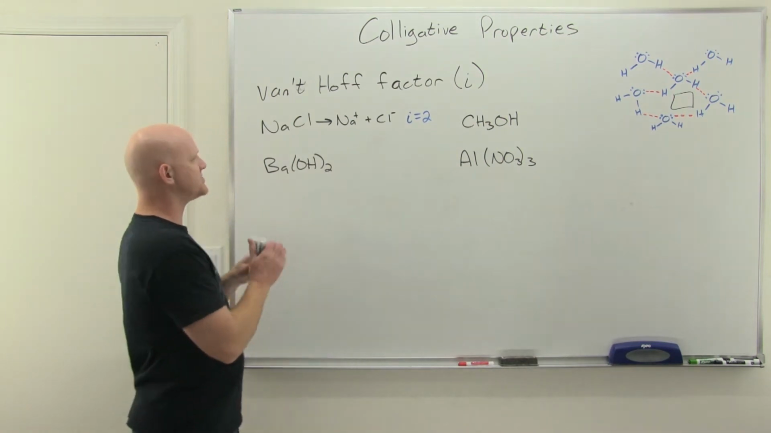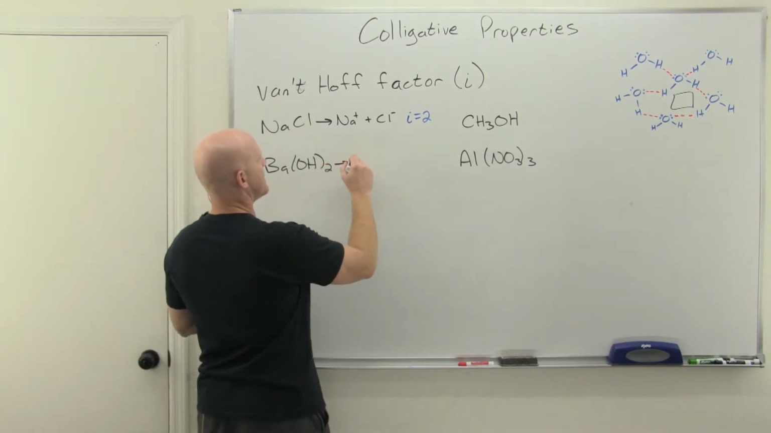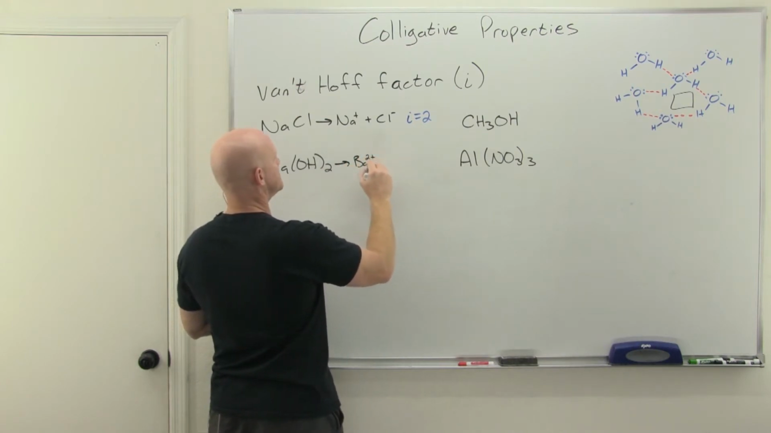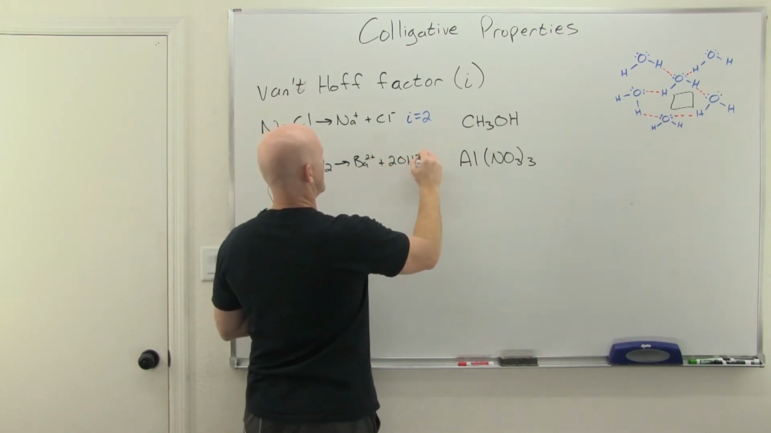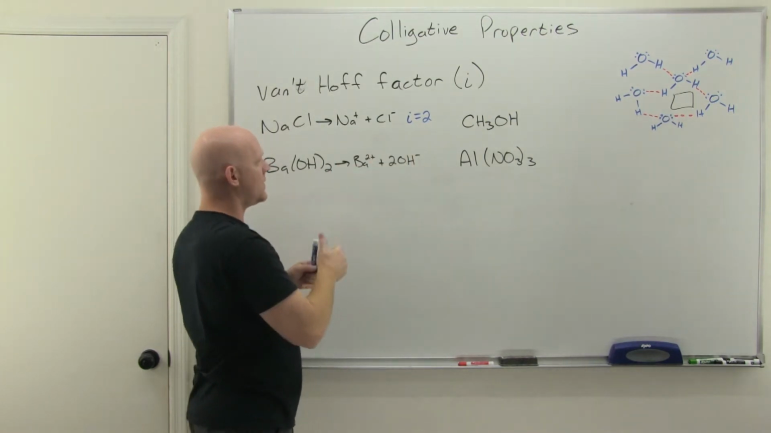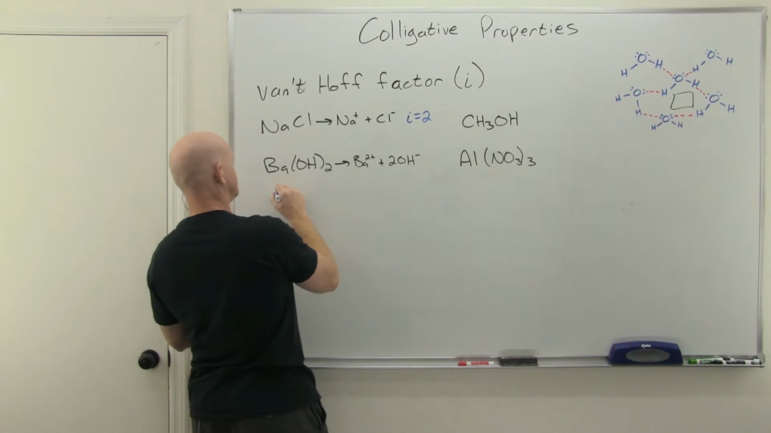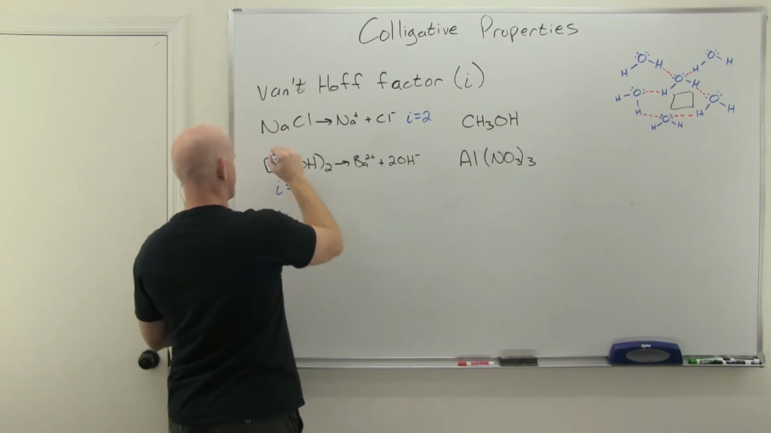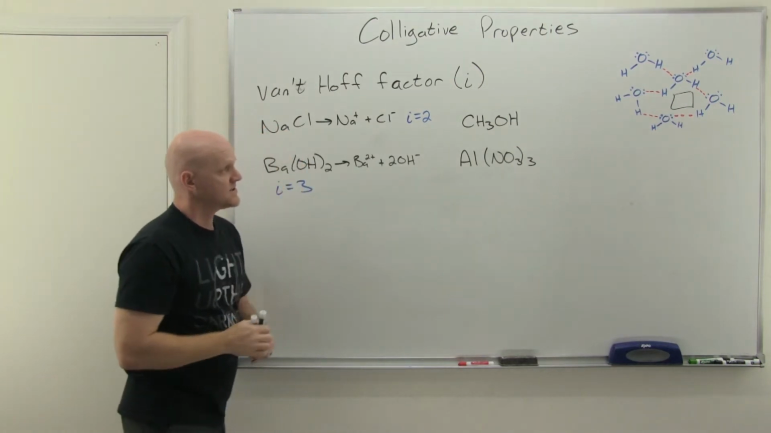So if we look at barium hydroxide in similar fashion, barium hydroxide dissociates completely to give barium 2+ and 2 hydroxides. So 1 cation, 2 anions, 3 ions total. And as a result, i equals 3.